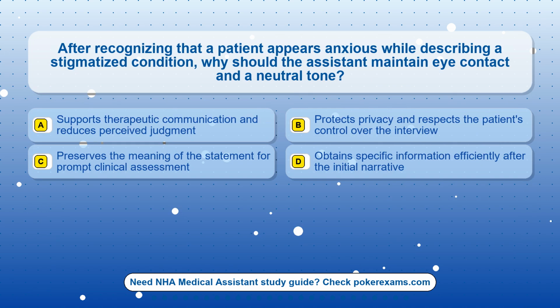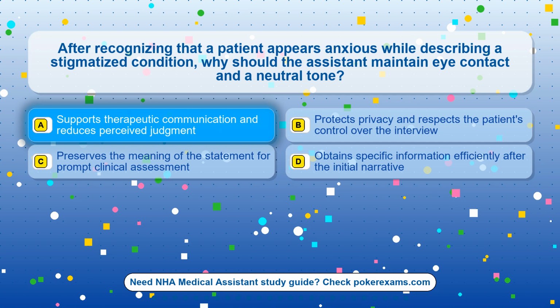Question 18. After recognizing that a patient appears anxious while describing a stigmatized condition, why should the assistant maintain eye contact and a neutral tone? Option A. Supports therapeutic communication and reduces perceived judgment. Option B. Protects privacy and respects the patient's control over the interview. Option C. Preserves the meaning of the statement for prompt clinical assessment. Option D. Obtains specific information efficiently after the initial narrative.